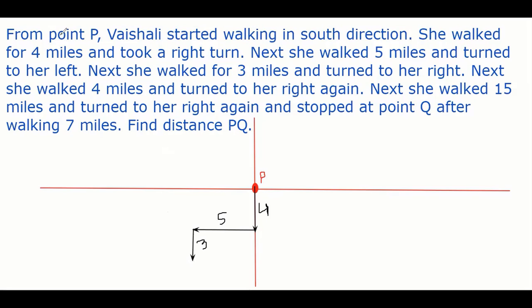Next. And turn right. Again in west. Simple. How much? 4 miles. Very good. Next what? And turn right. To her right. So again south? No, she's already going in west. South or north? She's going like this. Okay, north.